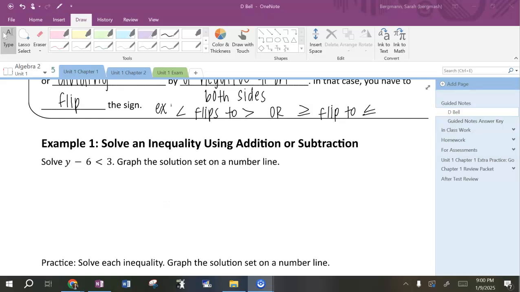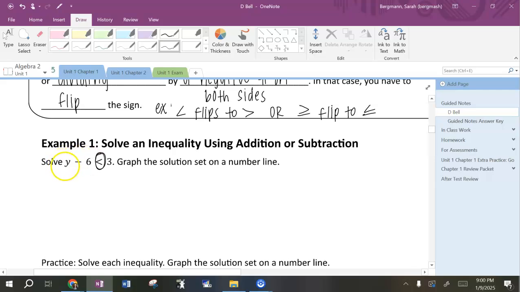Let's take example 1 as a problem to do together. So it says solve y minus 6 is less than 3 and graph the solution set on a number line. In this case, when it says solve, it still means the same as what we learned yesterday. Get the variable by itself. So you'll want to do the same thing, find the symbol that breaks up the two sides.